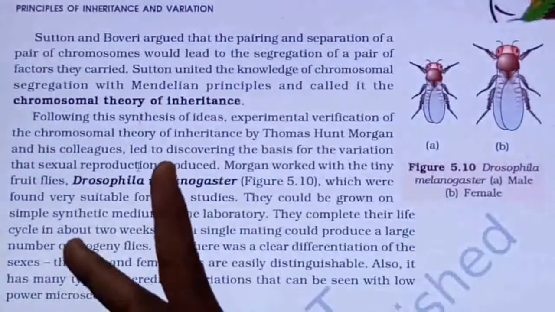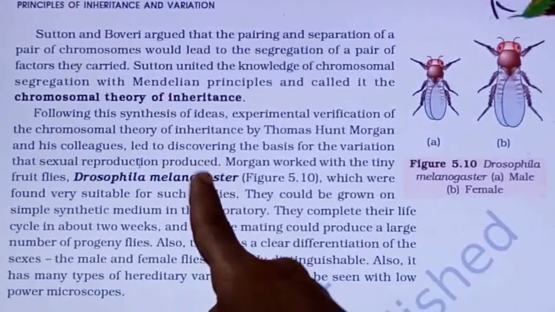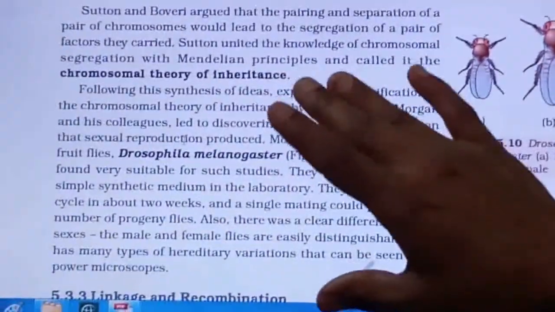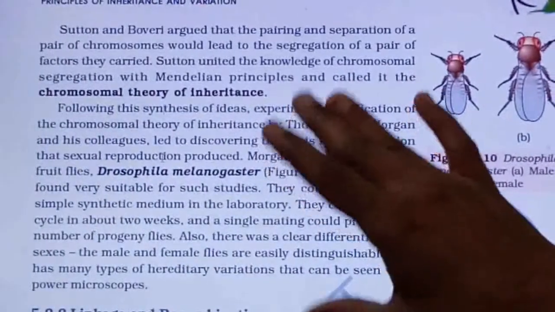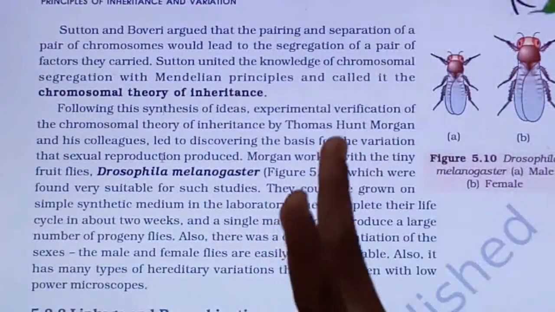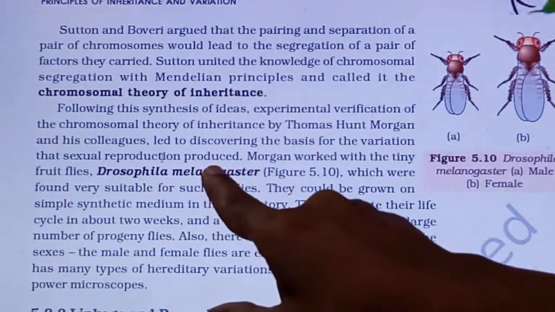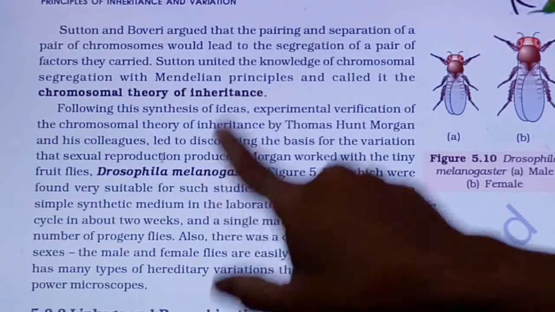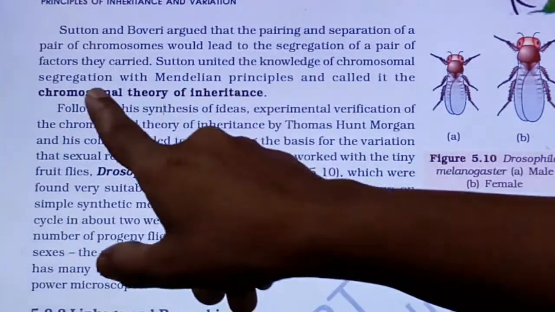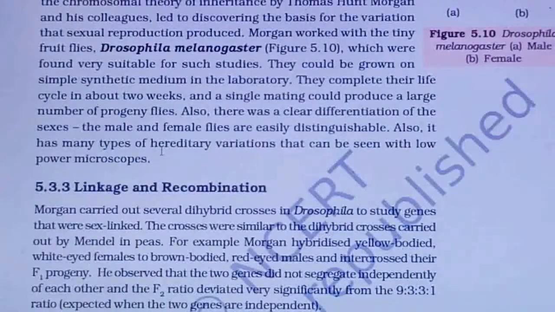Then a second question will be asked: why did they select Drosophila melanogaster? All the reasons are here. So prepare this paragraph completely, and this will be asked for a 2 or 3 marks question. Prepare the reasons for choosing this experimental specimen and which experimental specimen was used for the chromosomal theory of inheritance. These 2 points you prepare here.